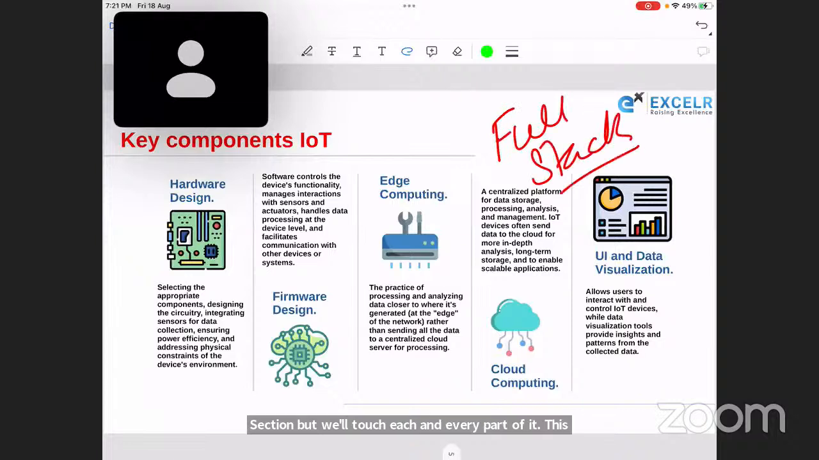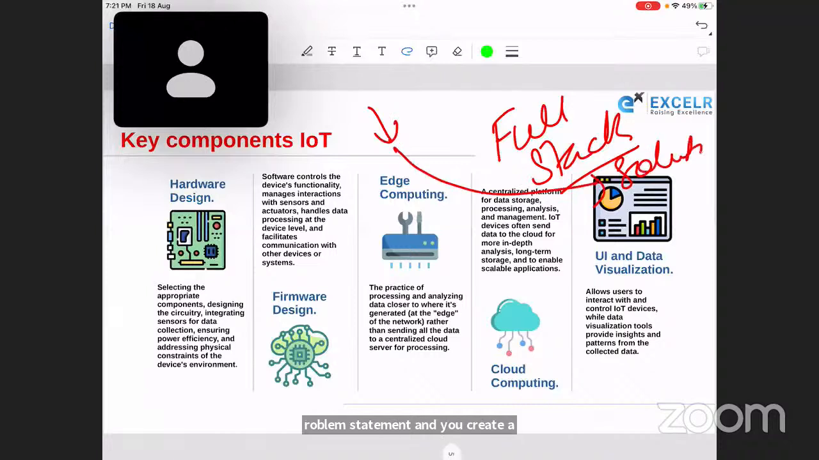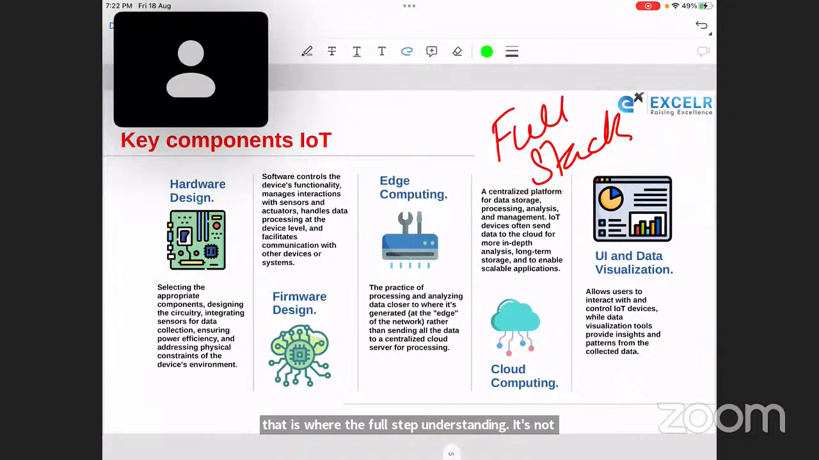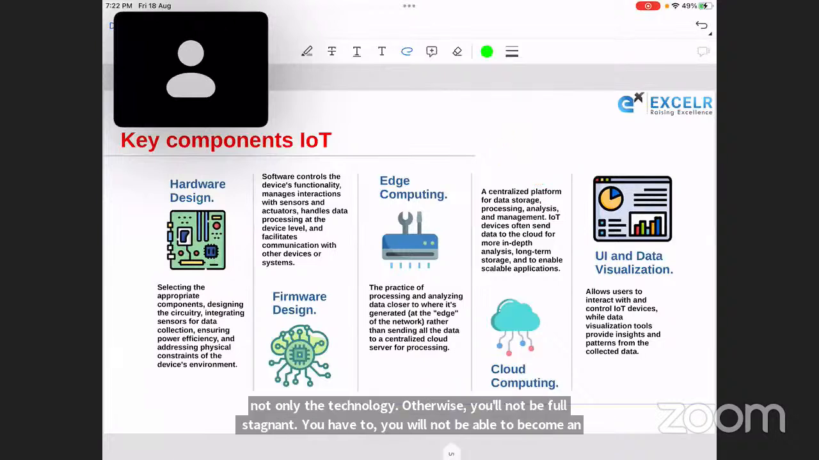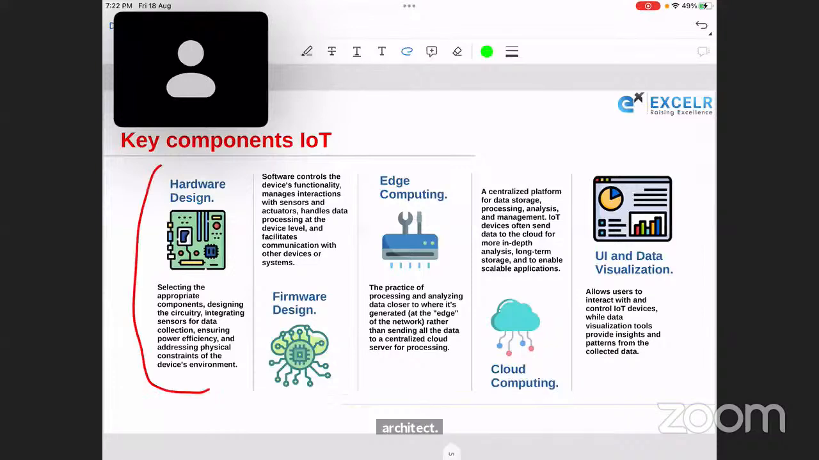The full stack is like you take a problem statement and you create a solution, with everything in between. You have to interact with users, you have to understand the problem, everything you have to do. That is where the full stack understanding comes in. It's not only the technology. Otherwise, you will not be full stack. You will not be able to become an architect. So if you are not an architect in IoT, you will not be a full stack person. Okay, so let us work around on the hardware side.